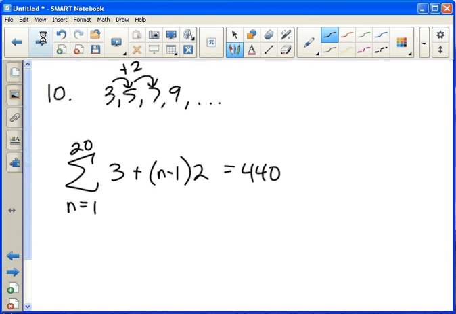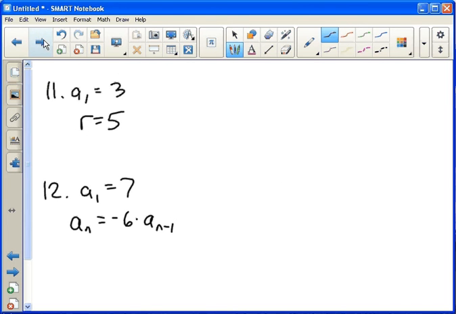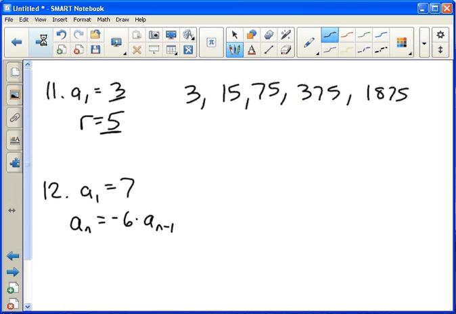In number 11, we're switching gears to geometric sequences. Geometric sequences, you multiply by the same thing every time. This is your first term, 3, and then this is what you multiply by every time. So 3 times 5 times 5 times 5 times 5. Same thing in 12. It tells you your first term is 7 right here, and it tells you to multiply by negative 6. So multiply by negative 6, negative 6, negative 6, negative 6.